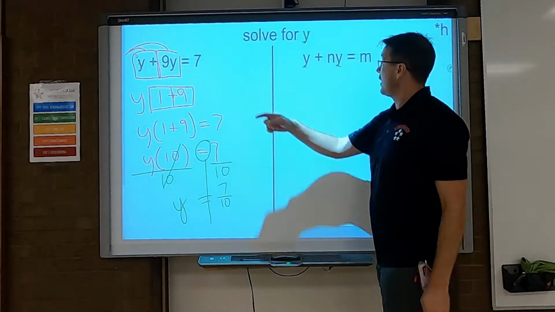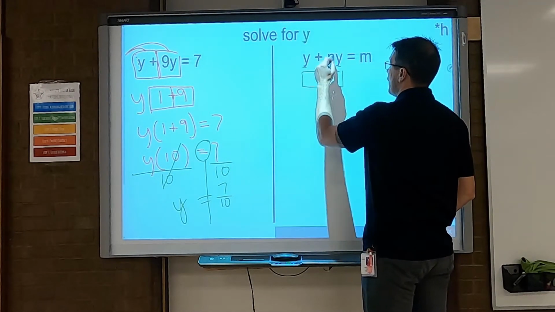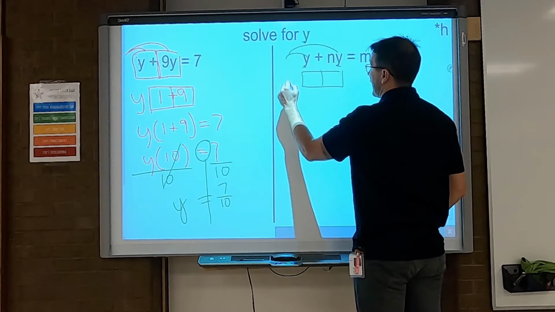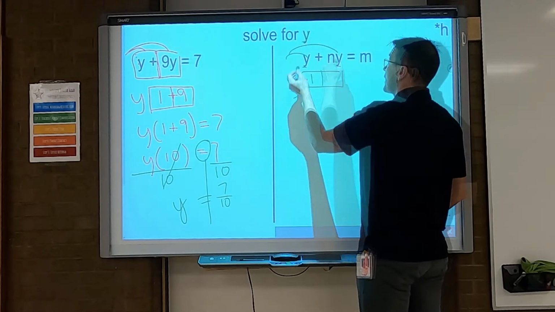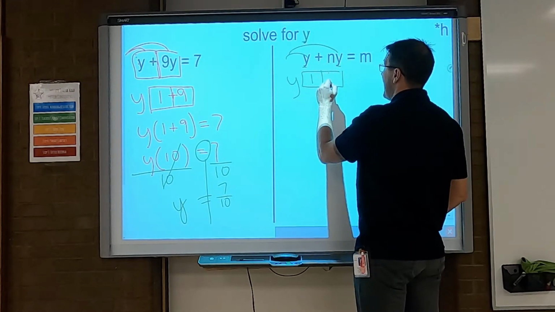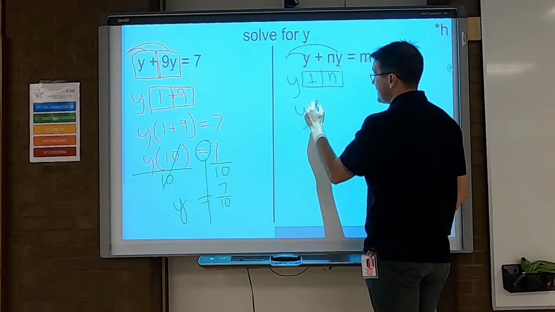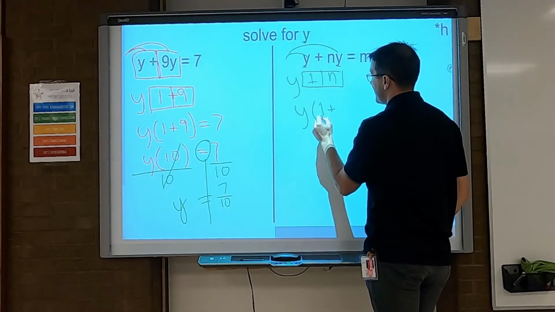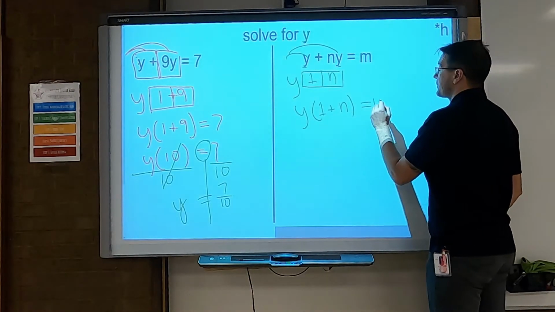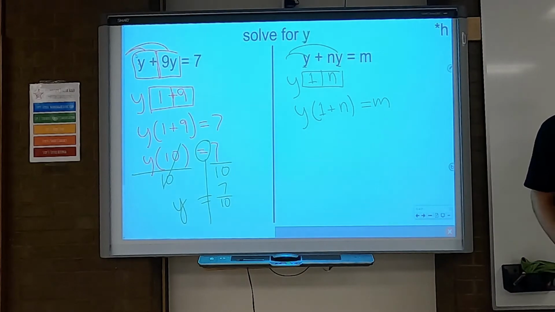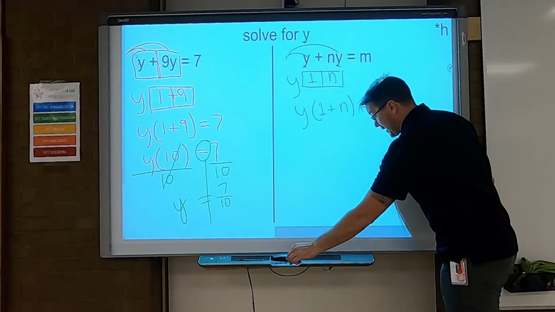Again, just like over here, we're going to try to factor. So I say, okay, if I pull out a y, I get a y out, but again, I need to leave that place marker, right? So I have to leave a 1 there. And if I pull a y out of here, what's left? N. So this is a 1. Okay, so that means I have y times 1 plus n. And that really confused me with that place marker. And now I have y times 1 plus n equals m. I'm still trying to solve for y.